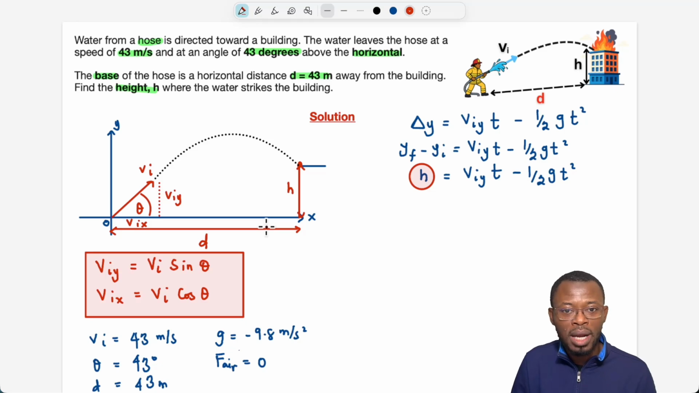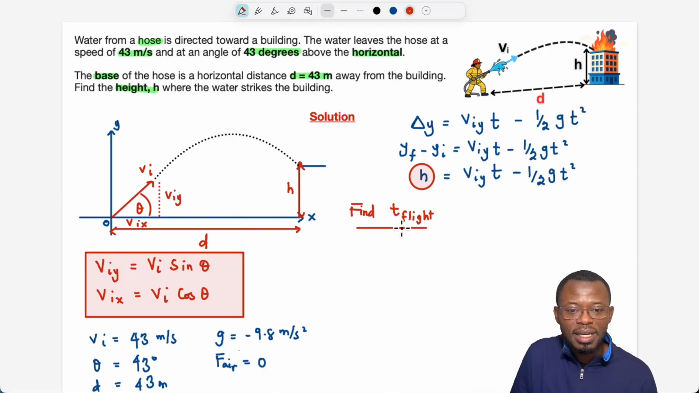Why? Because first, acceleration due to free fall does not act horizontally on this water. Secondly, remember we neglected air resistance, so that is 0, so the speed of the horizontal motion is not affected. So with that key information, we can find the time.